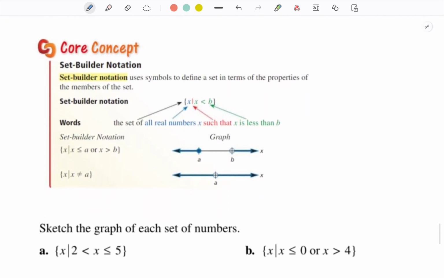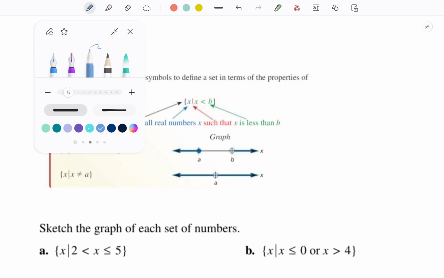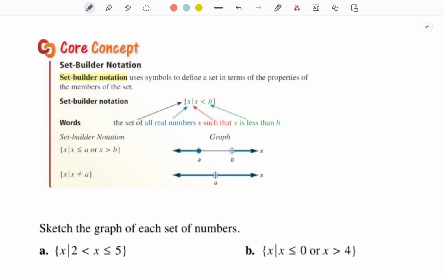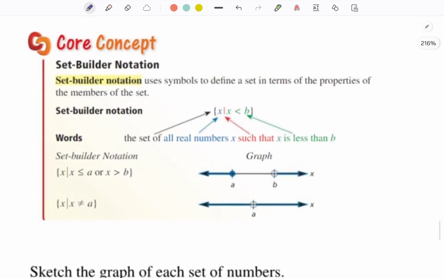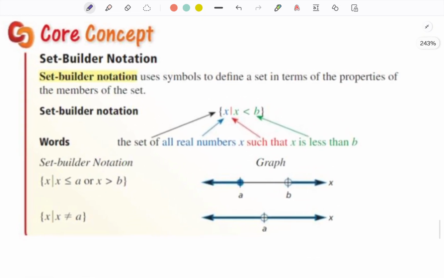All right, so with set builder notation, this looks like algebraic notation, which is just the inequality with some extra things on it. So you have your statement where you have your brace, and then you have x, and then a big line, which means is such that. And then you have your inequality where x is less than b, or whatever that might be.